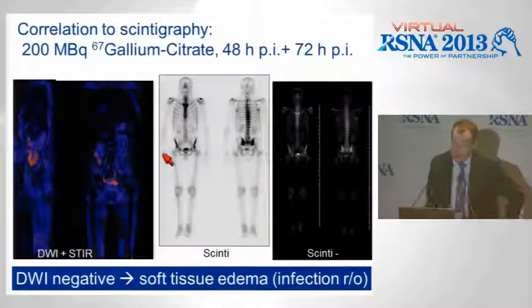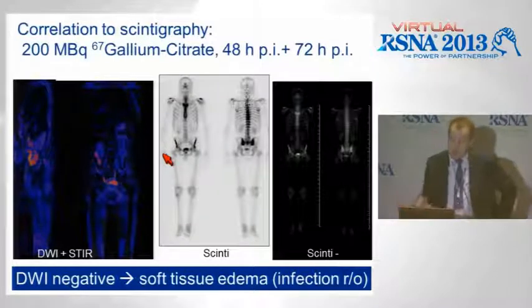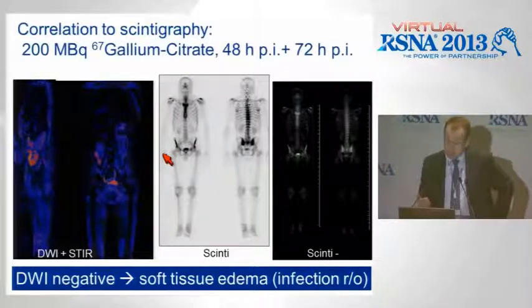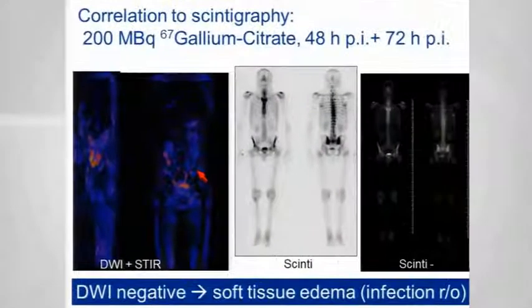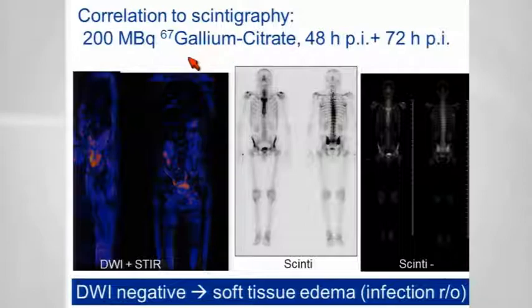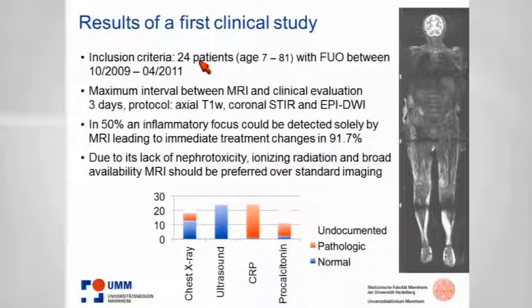Another case here, patient, again, with a negative workup with gallium scintigraphy, and we did whole body diffusion. This is the fused image of DWI and STIR. And in this particular case, it was negative. There was no real infection. It was only soft tissue edema, and this patient was negative.